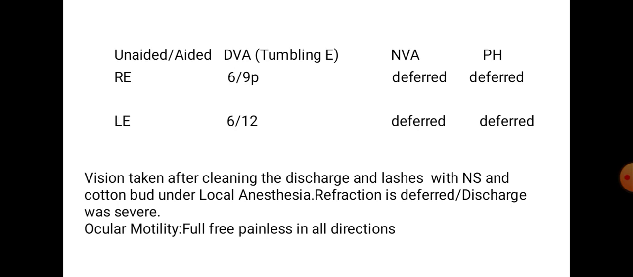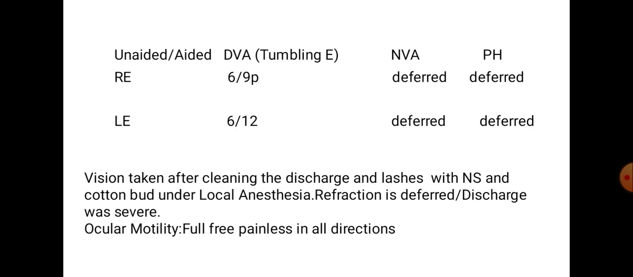So look at his distant visual acuity: right eye is 6 by 9 parts and left eye is 6 by 12. The vision is very important here, because in other cases of acute red eye conditions, let's take acute angle closure glaucoma, the vision would not be 6 by 9 or 6 by 12.